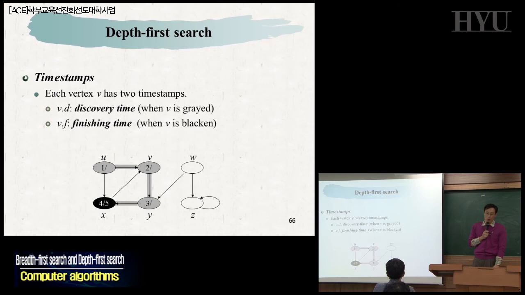And there is something more. There are timestamps. Every vertex has two timestamps: its discovery time and its finishing time. Discovery time is the time when the vertex is grayed, when it is visited. And the finishing time is the time when it is blackened.